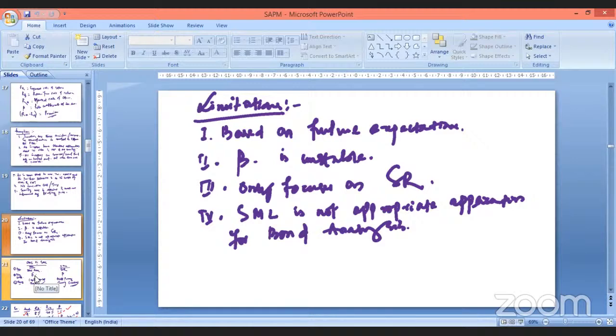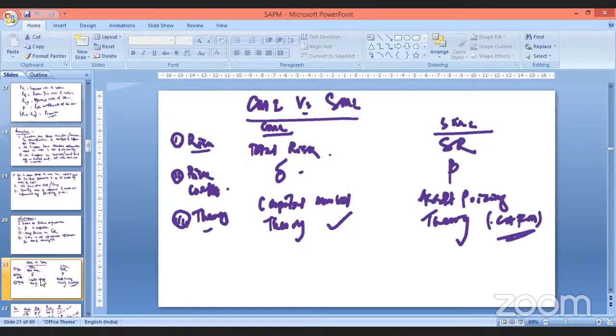Next, the difference between the capital market line and the security market line. We have already discussed the capital market line and the security market line. Please remember, this is the first column. We are taking three parameters. What are the three parameters? Risk, risk coefficient, and theory. By taking these three parameters, we are making the distinction between the capital market line and the security market line.